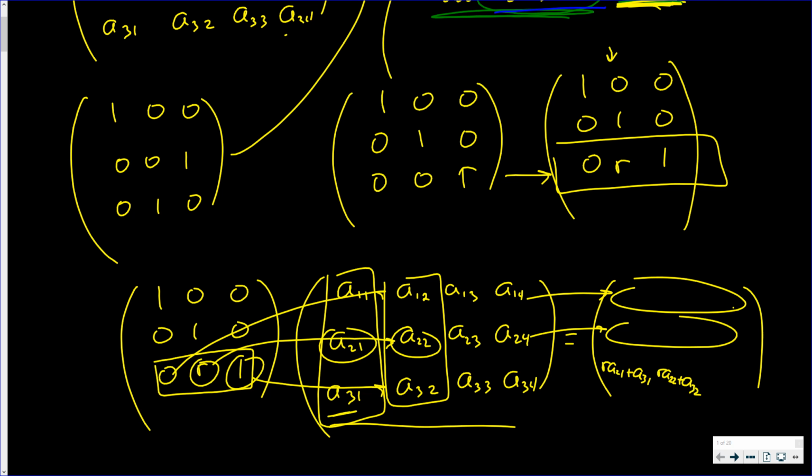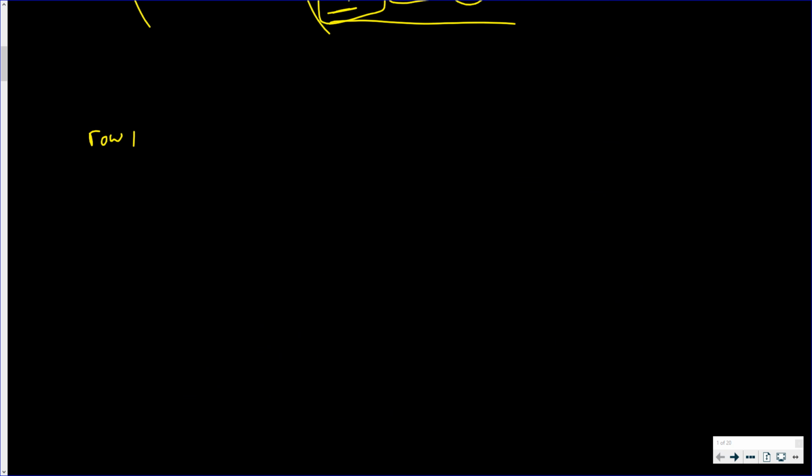Suppose you want row 1 to become 3 times row 3, and you want row 2 to go to row 3, and you want row 3 to become row 1. Let us see how you can do this.